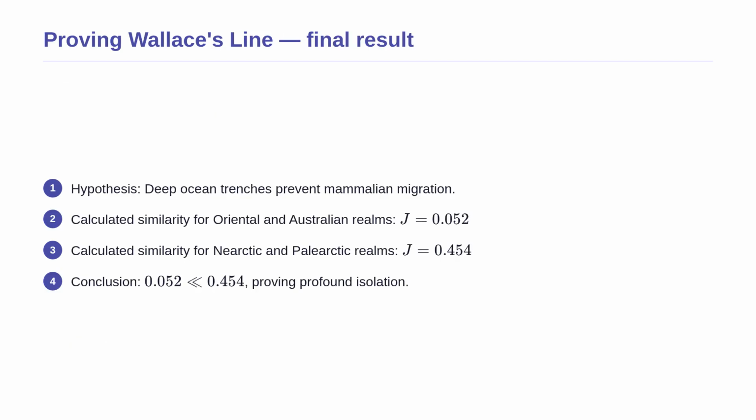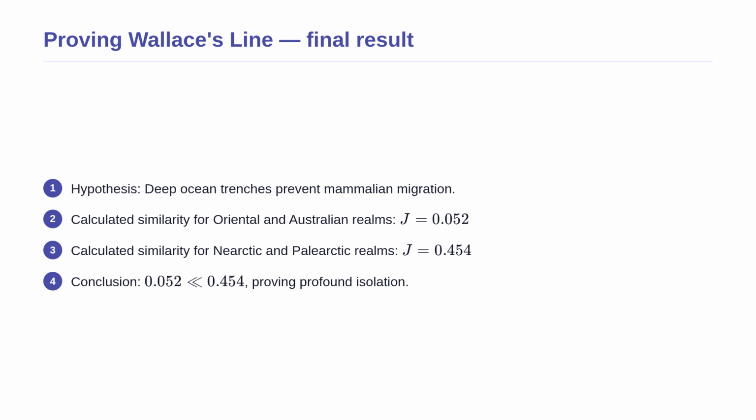So we have calculated this extremely low similarity score. This brings us to a formal mathematical proof of the profound impact of Wallace's line. What we are establishing here is that geographical proximity does not guarantee biological similarity. Our mathematical reasoning compares the 2 indices we just found.